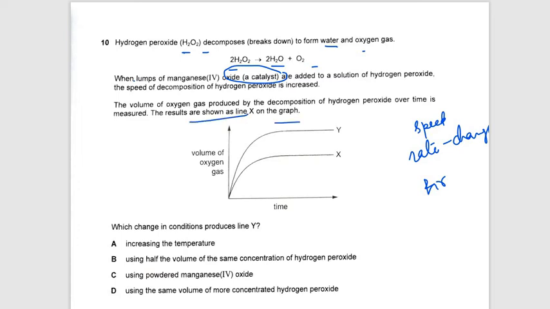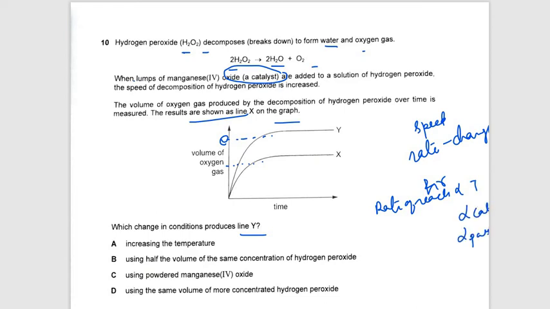Now which changed condition produces line Y? As you can see, if you compare with X, in Y a large amount of oxygen is present, as you can see from this graph. So they are not talking about the rate of reaction, they are talking about how you are going to get a greater amount of oxygen. So what factors does rate of reaction depend on? It depends on temperature, on catalyst, and on particle size.